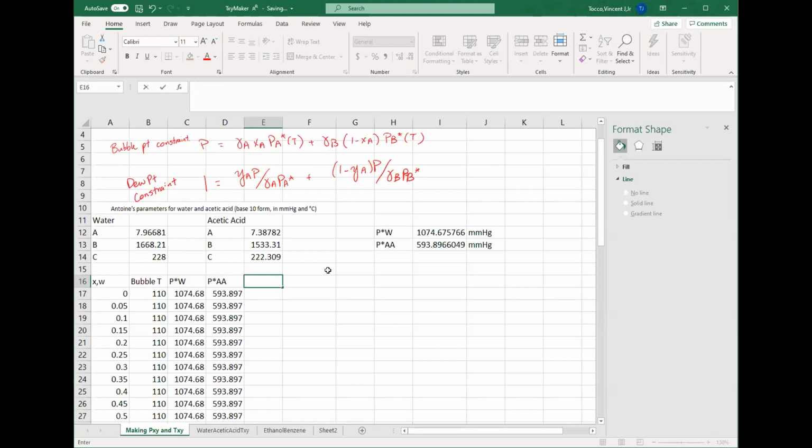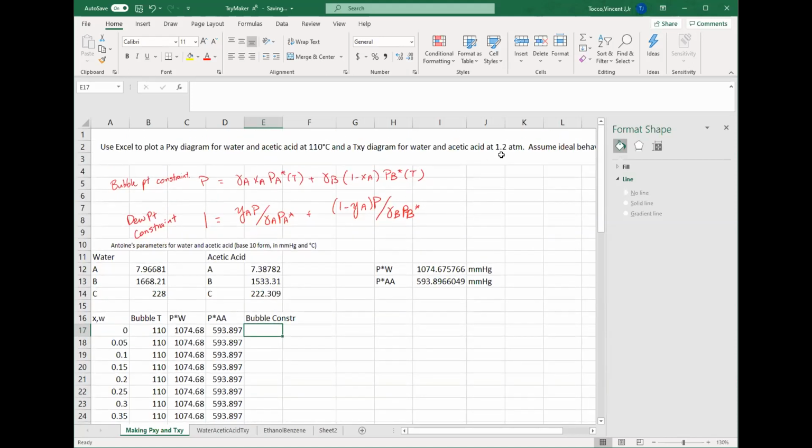So I'm going to make a column called bubble constraint, and I'm going to plug in this equation. Whenever I'm making an equation in solver or goal seek, I like to put everything over to one side and set it equal to 0. That way I always remember what it's supposed to be. All right, so I need to know what the pressure is. So I have 1.2 atmospheres. I need to do a unit calculation real quick. So equals 1.2 times 760, the conversion between atmospheres and millimeters of mercury, 912.